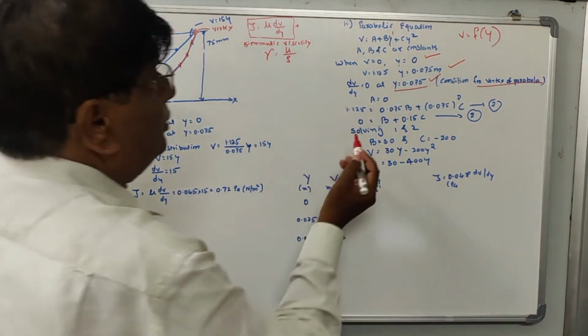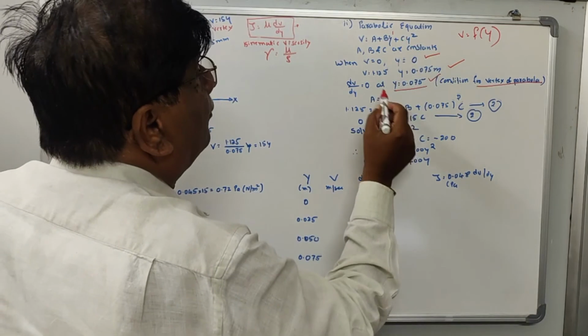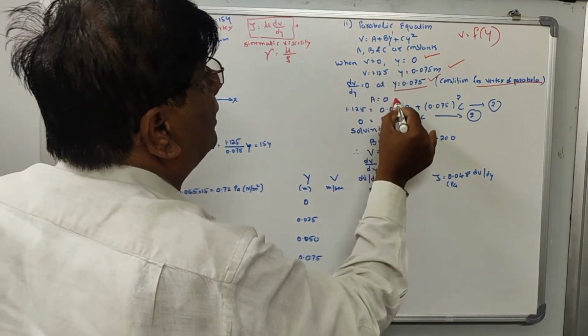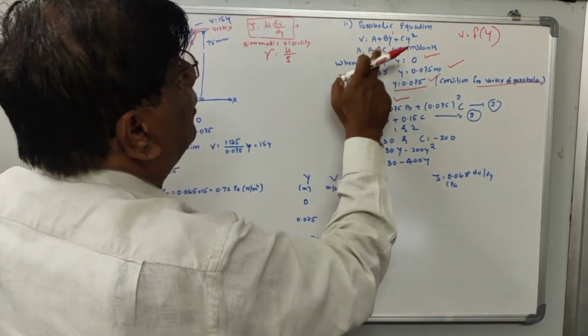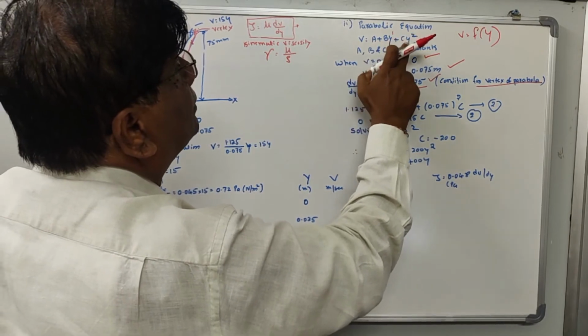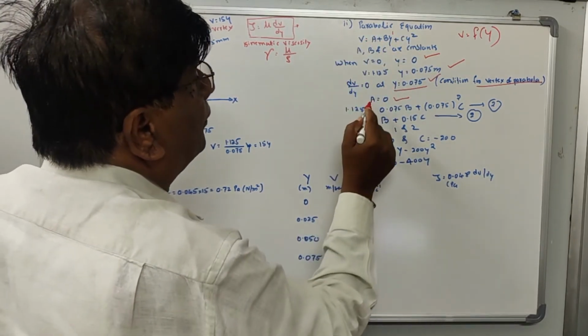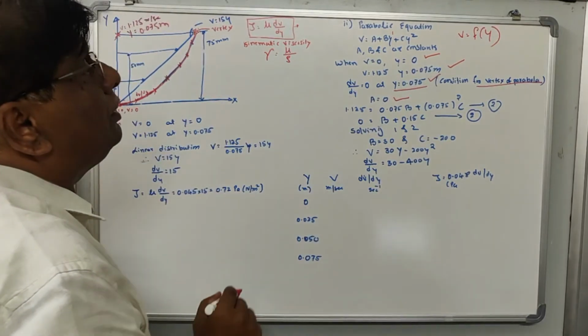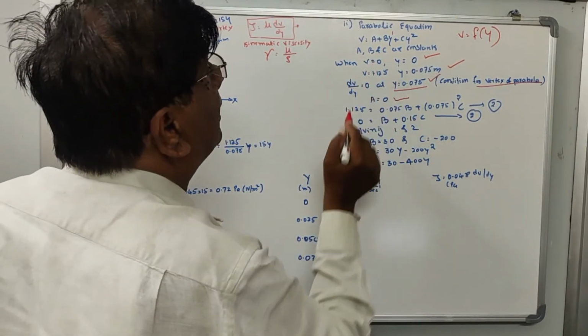So you substitute in this equation. When you are substituting this, you are getting a equal to 0, because y is equal to 0, so this is 0, this is 0, v is also 0, so you are getting a is equal to 0. So substitute the second condition again.